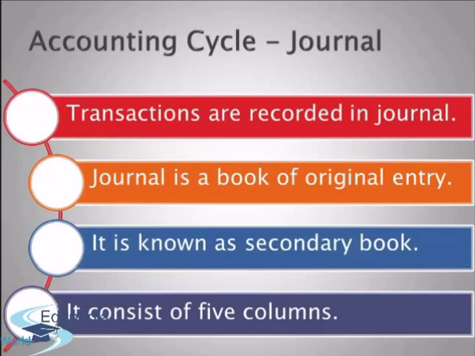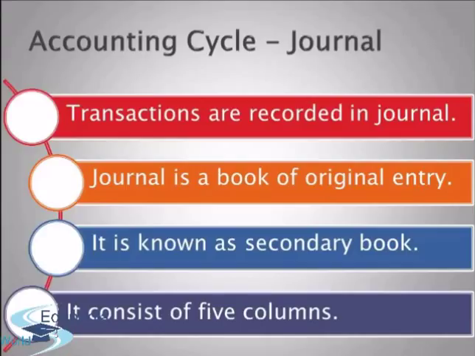So it is a book of original entry. It is known as a secondary book because from these books the primary books are prepared. This is called a secondary book just because it is for recording purposes, but the main books which show the position of the business and how the business has been doing around the year are the primary books, we can say. But those primary books are prepared with the help of this journal, so it is very important. Next slide we'll see how the journal looks.